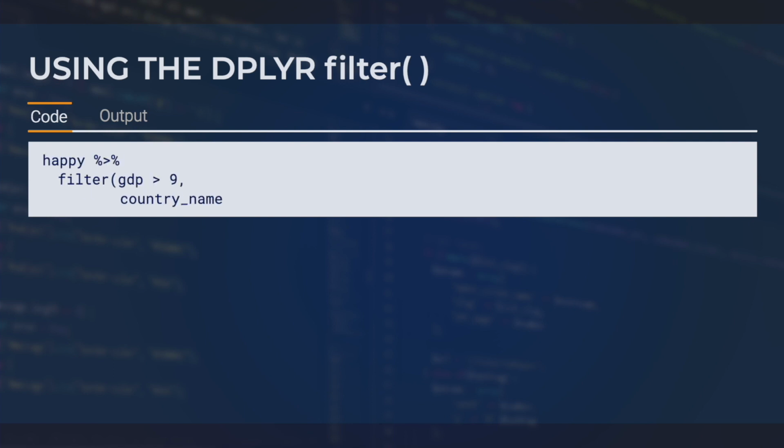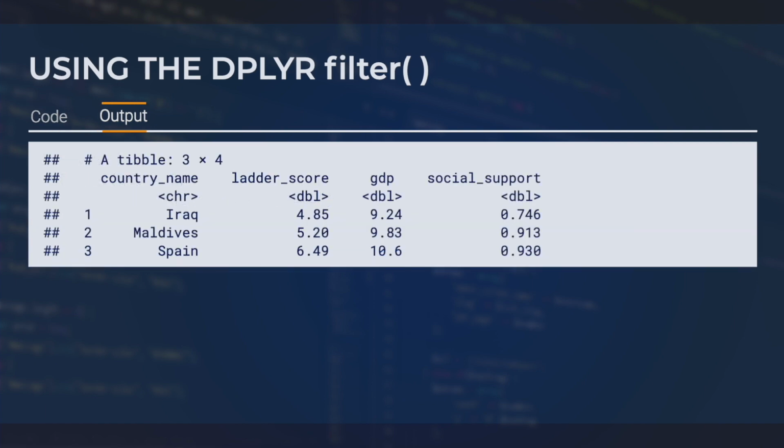We first specify that we want GDP to be greater than 9, followed by a comma, and we then specify the country underscore name must not be equal to Panama using the not equal to operator, which is an exclamation mark followed by an equals to sign. Looking at the output, we confirm that running this code drops both the Comoros and Panama.